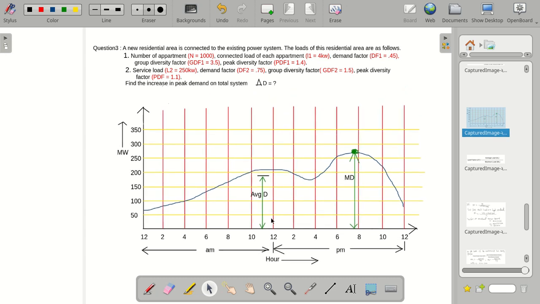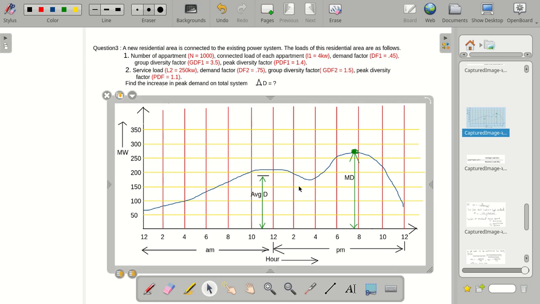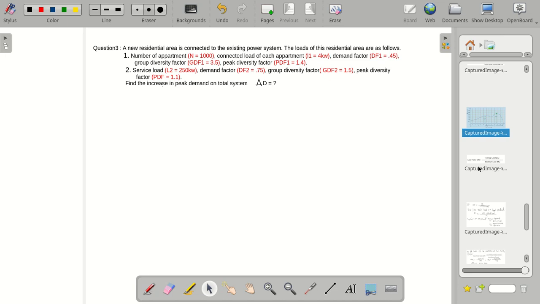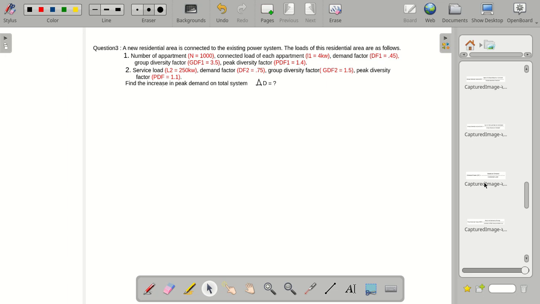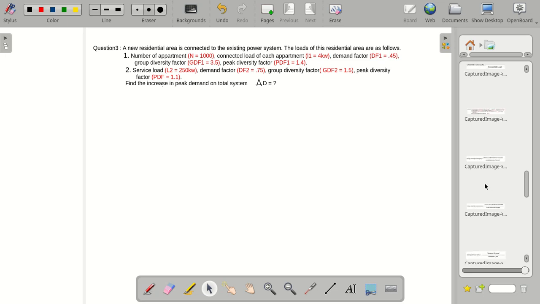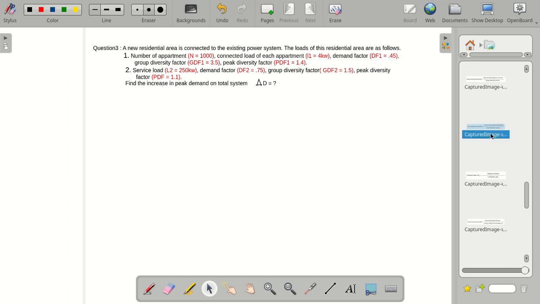As you can see, the load factor is always less than 1. If it is close to 1, then the variability of load is very small, and if it is close to 0, then the load is highly variable. So all power systems want a load factor close to 1 because it is beneficial for the power system. There are some other parameters, some other terminology, we have to know to solve this math.